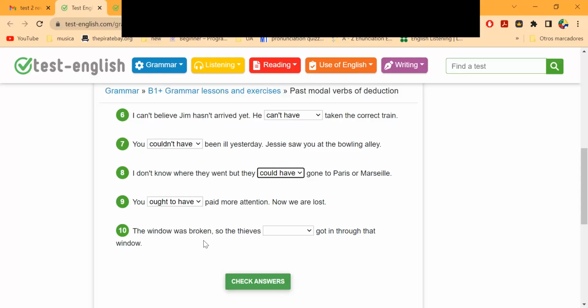Number 10, the window was broken, so the thieves got in through that window. Aquí falló la ellipsis and substitution. The window was broken, so the thieves got in through that window. Está un poco repetitivo eso de window. Ya, pero vamos a lo que nos concierne.